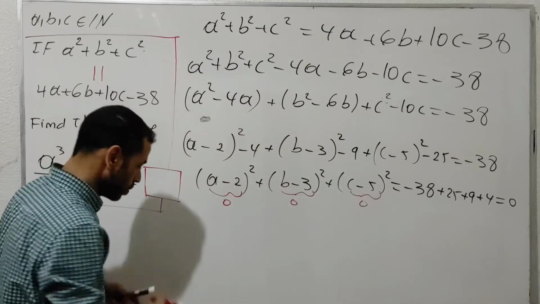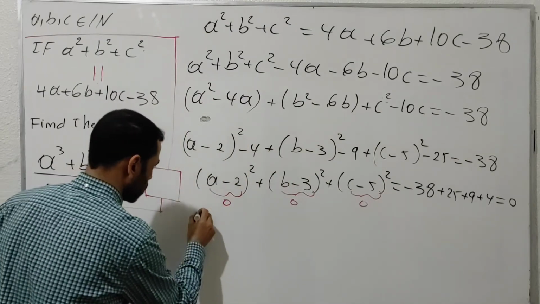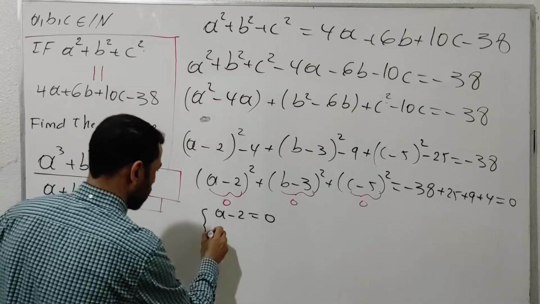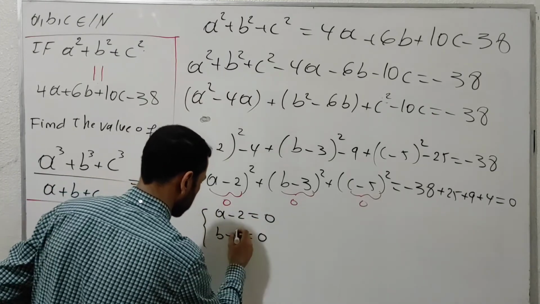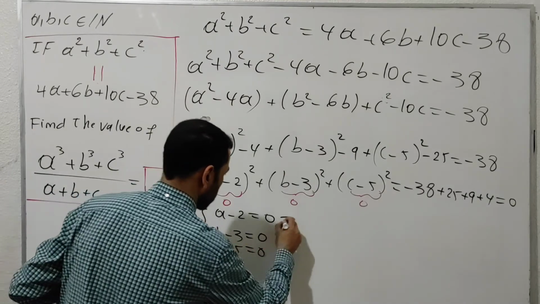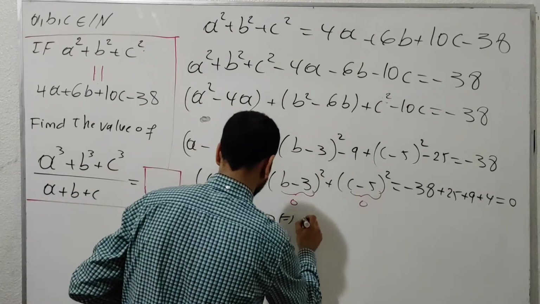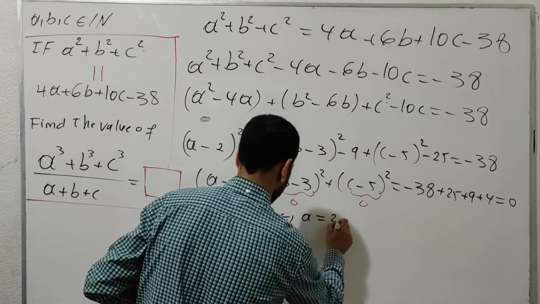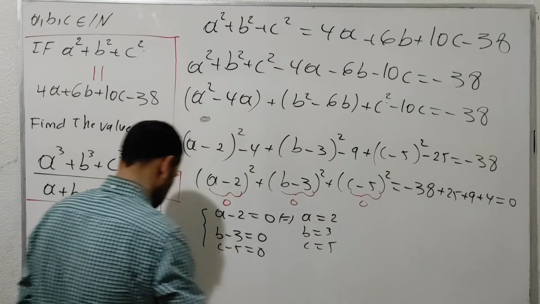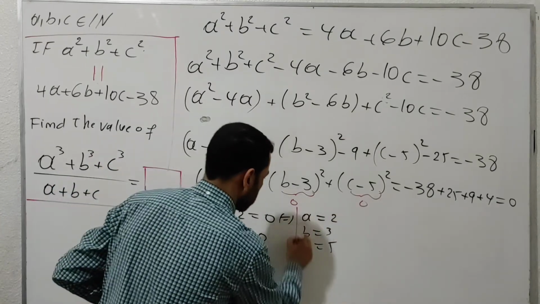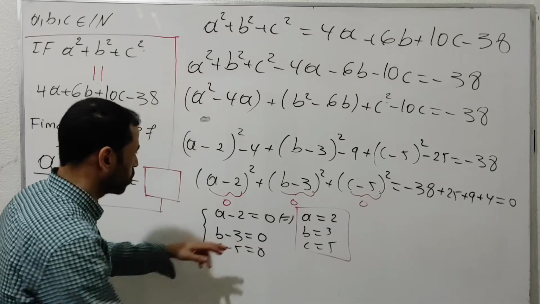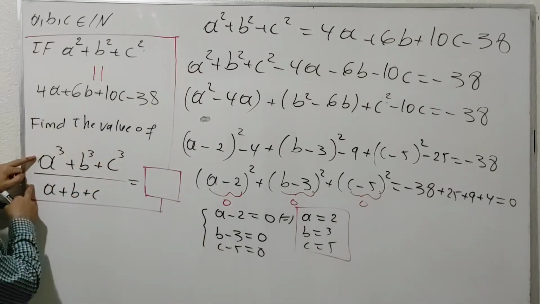Which means I will have a minus 2 equals 0, b minus 3 equals 0, and c minus 5 equals 0. Solving for a, b and c, I will have a equals 2, b equals 3, and c equals 5. Now I found the values of a, b and c. What's left is to simply replace these values into this fraction.